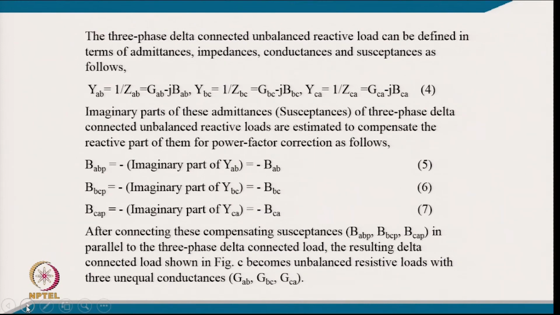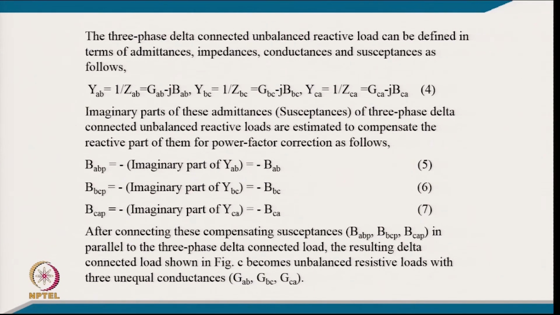So, the 3-phase delta connected unbalanced reactive load can be defined in terms of admittance, impedance, conductance and susceptances. We have the relation YAB equals 1 upon ZAB, and all 3 phases can be defined. The imaginary parts of these admittances of the 3-phase delta connected unbalanced reactive load are to be estimated to compensate their reactive part for power factor correction. So, BAB will be just the imaginary part of the A phase, similarly for the B phase and the CA phase. So, for power factor correction we get these values.